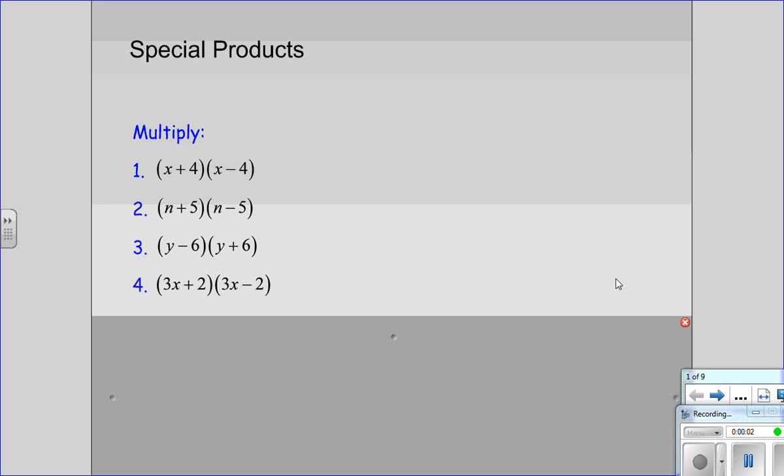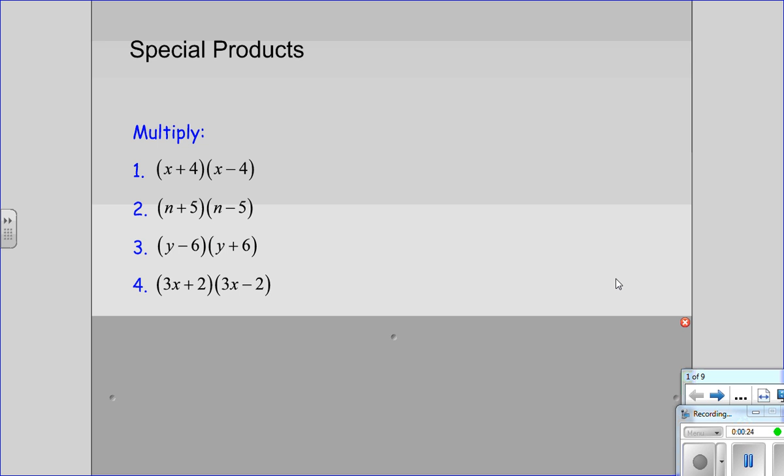In this video, we will continue to multiply polynomials together, but we're going to look at one special case of multiplication of polynomials. We call this a special product. Let's look at the 4 examples that I have up here. Let's multiply all 4 of them together and see if we notice any patterns that come out of them.